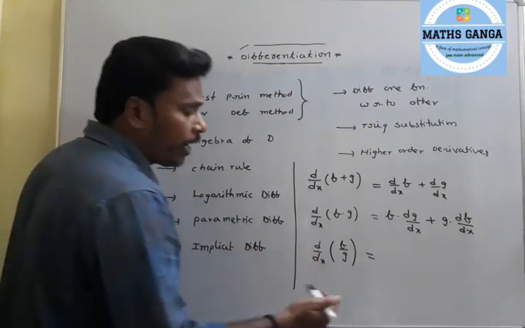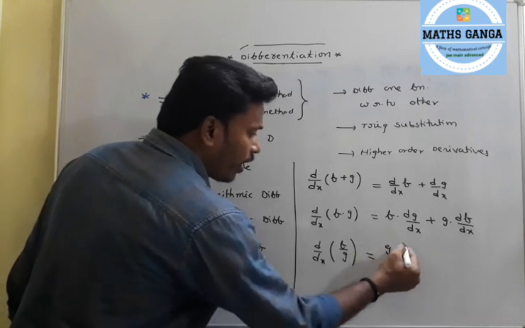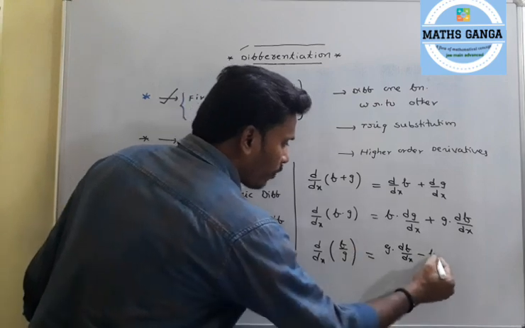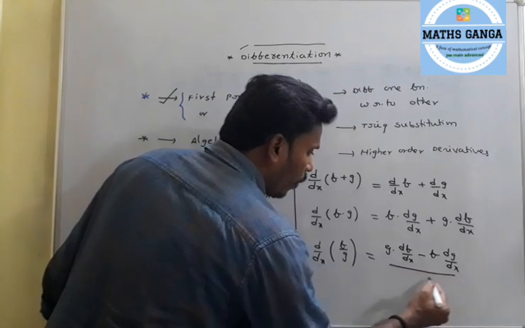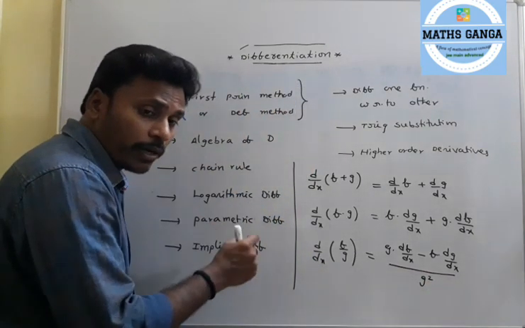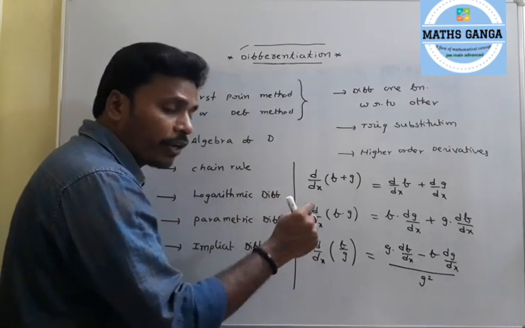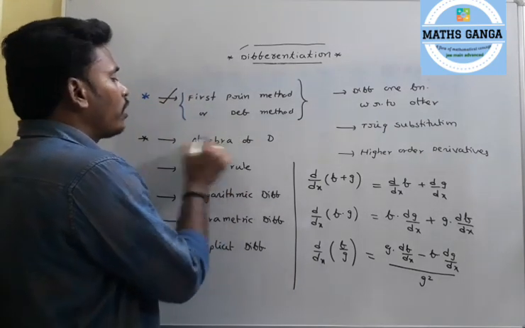See, numerator by denominator. What is its answer? Denominator g into the derivative of numerator, df by dx, minus numerator f into the derivative of denominator, dg by dx, divided by g square. Have a look. What is d by dx of f by g? Denominator g into derivative of f minus numerator f into derivative of g, by denominator square. Okay, so this is just algebra of functions.